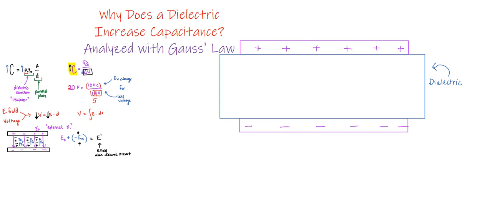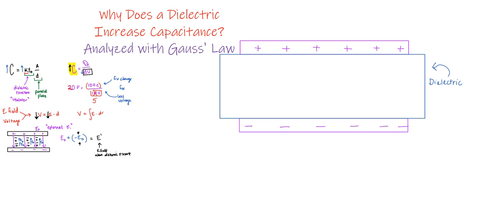Welcome to this video on the question, why does a dielectric increase capacitance? And here we're specifically analyzing this with Gauss's law. So here I have what we talked about in a previous video, conceptually and semi-quantitatively, why the dielectric increases the capacitance. And we found that it reduces the electric field. Reducing the electric field reduces the potential needed to hold the same amount of charge.